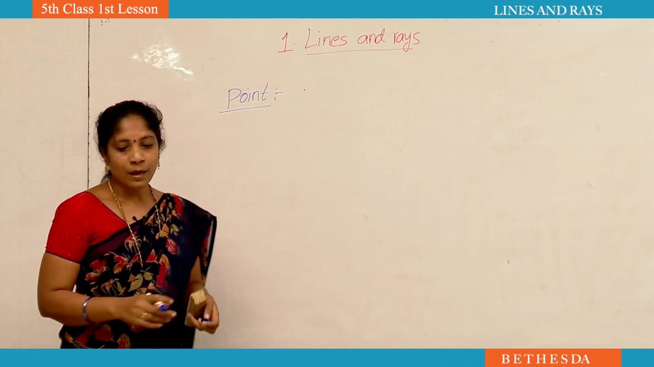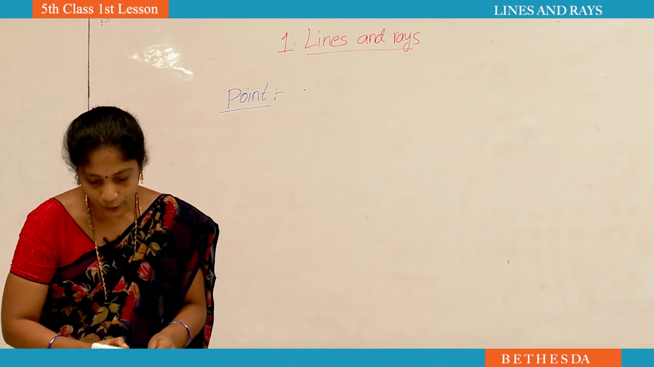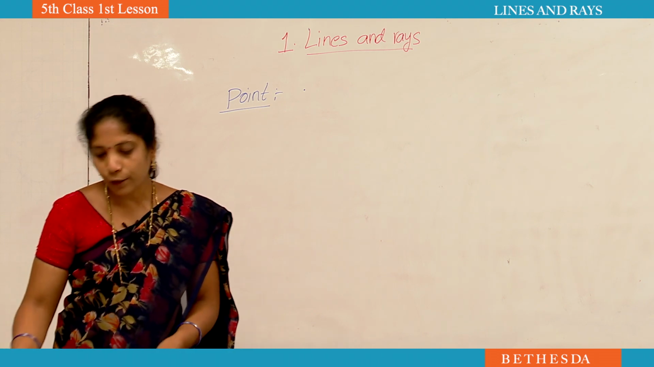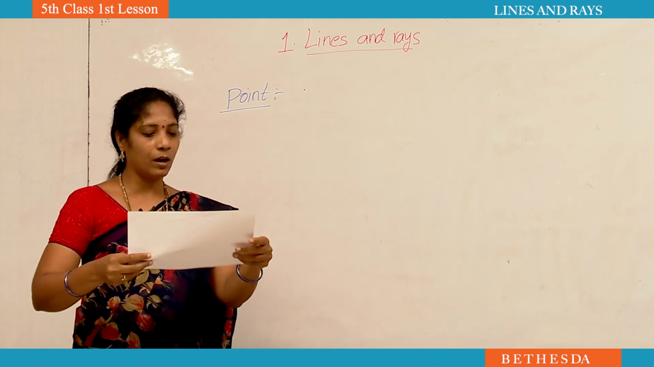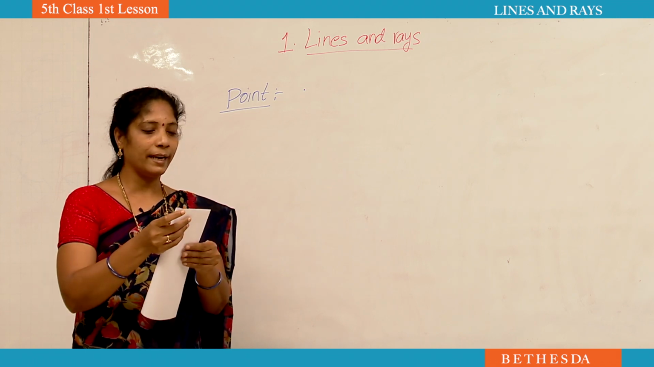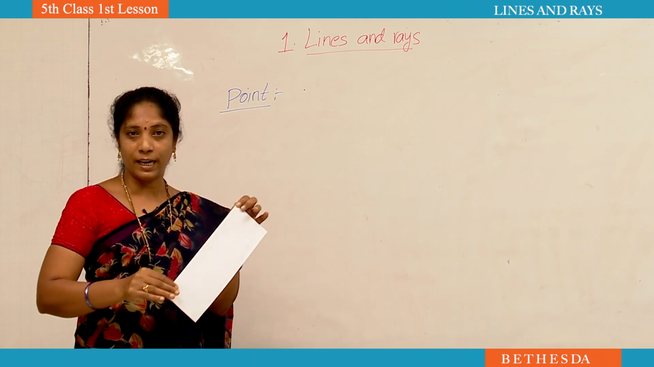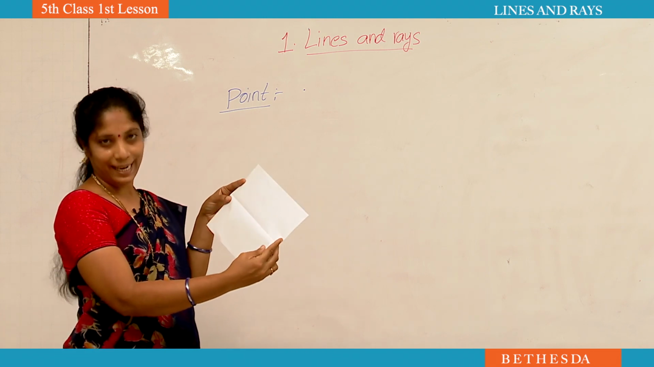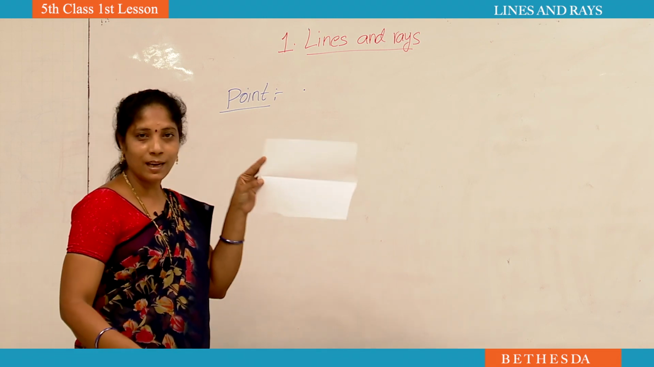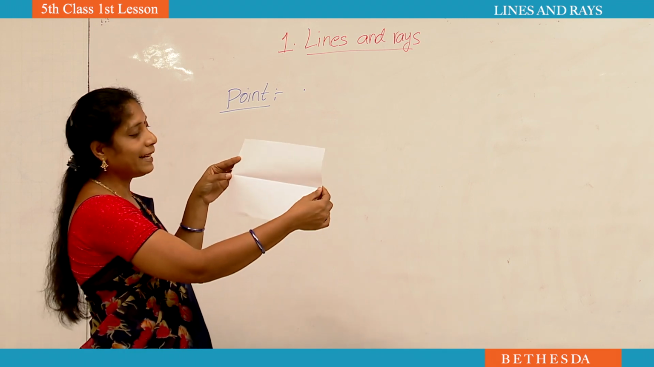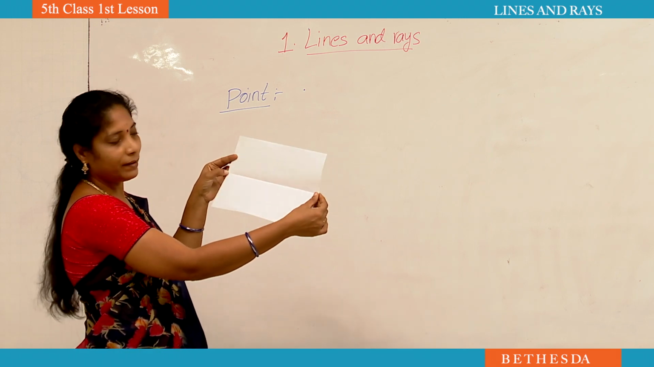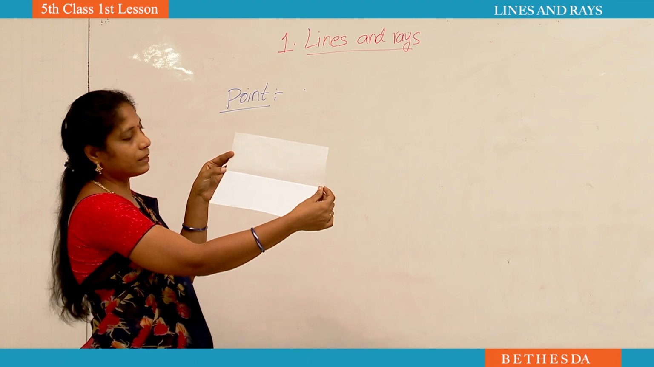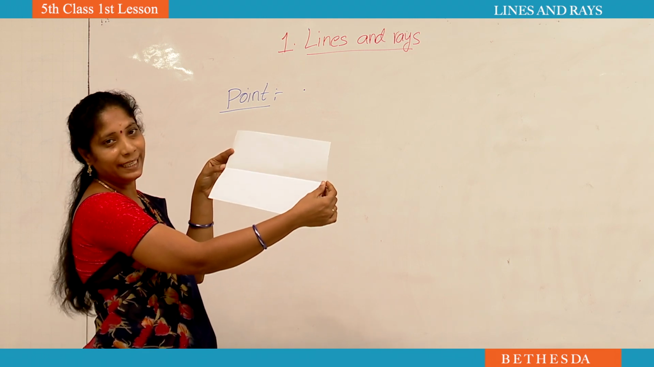Okay, next, do you know line? Do you know straight lines? See here, if we fold a paper or anything, we will get a straight line. Will you get a straight line or a curved line? See, if you fold a paper, we will get a straight line. See here, this is the straight line. This straight line ends here. Where did it end? It ends at the end of the paper.